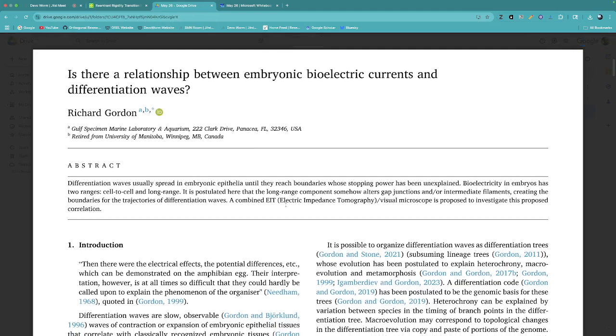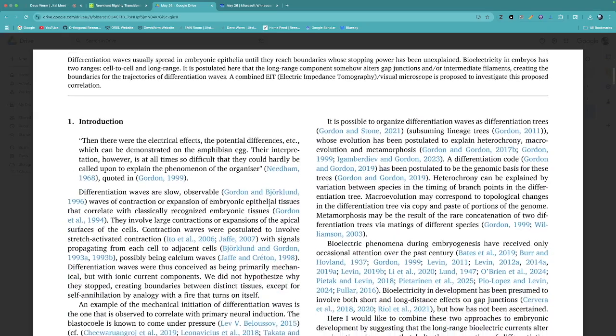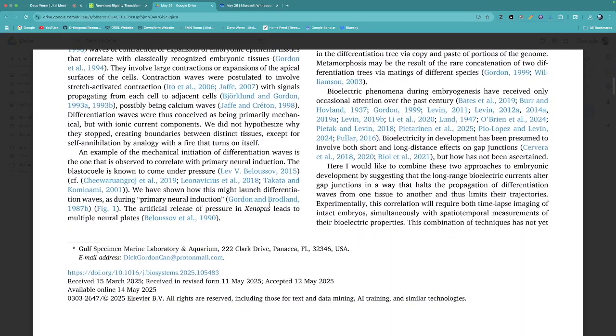A combined EIT (electrical impedance tomography) / visual microscope is proposed to investigate this proposed correlation. So he lays out kind of what needs to happen for this. And he talks about an example of mechanical initiation of differentiation waves. This is one that is observed to correlate with primary neural induction.